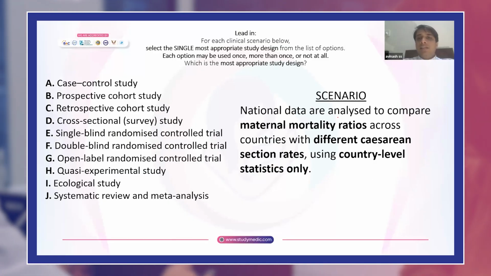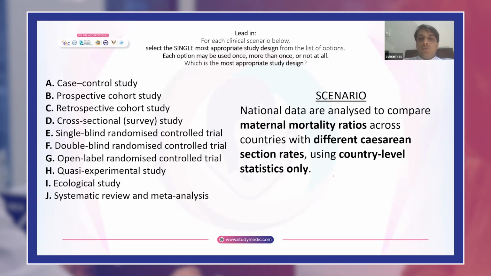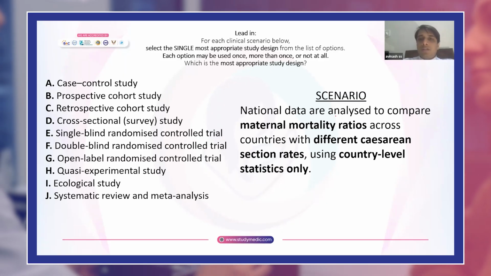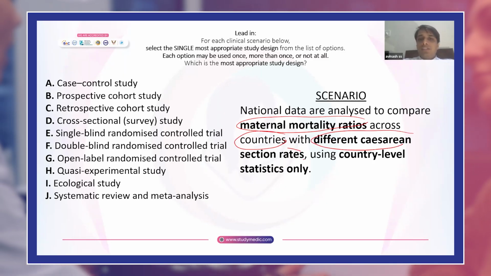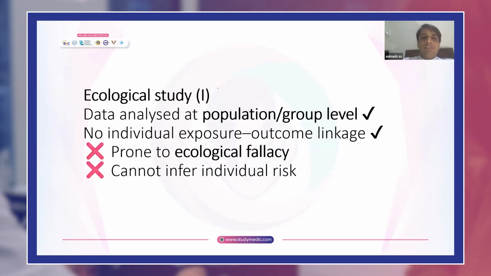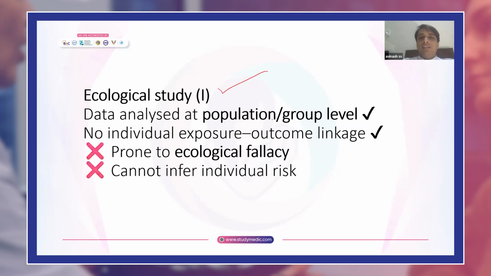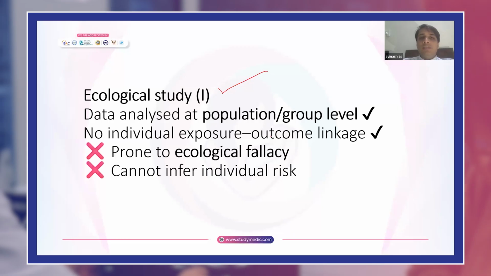Another example: national data are analyzed to compare maternal mortality ratios across countries with different cesarean section rates, using country level statistics only. Here you can see the maternal mortality rate is collected at the whole country level, and it is compared with the different cesarean section rates using country level statistics. It is called an ecological study because data is analyzed at the population or group level, country A, country B, city A, city B, like that. No individual exposure or outcome linkage can be established here. It is prone to what is called ecological fallacy.